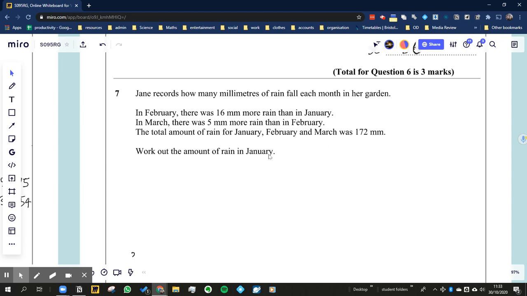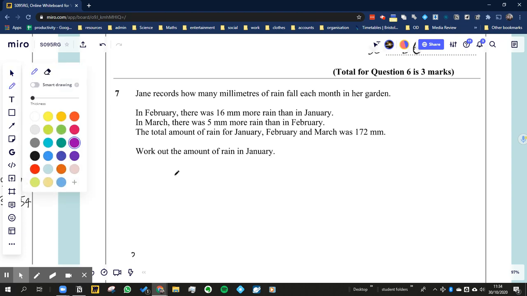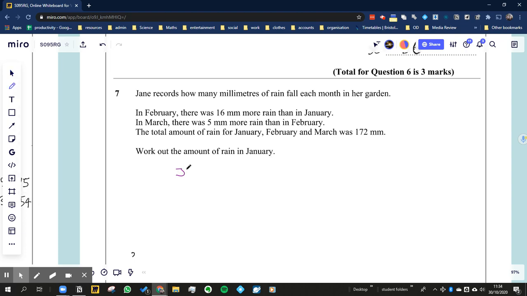Okay, we've got to start thinking algebraically in our heads here. The only thing they've not given us is the amount of rain in January, which is the thing that we've got to work out. Now, if we say the amount of rain in January we can call J, and the amount of rain in February we can call F, and the amount of rain in March we can call M, we know that J plus F plus M is equal to 172.